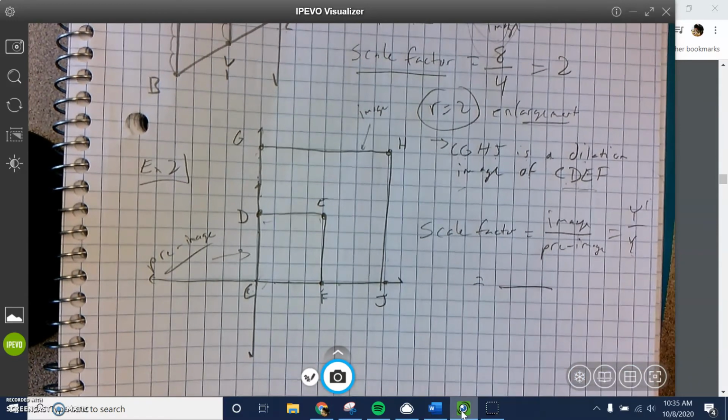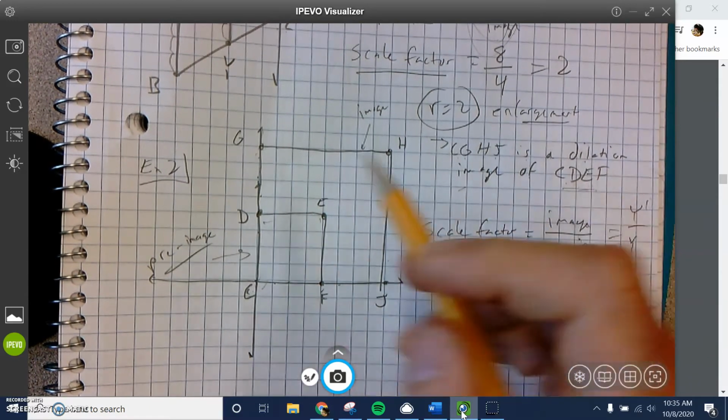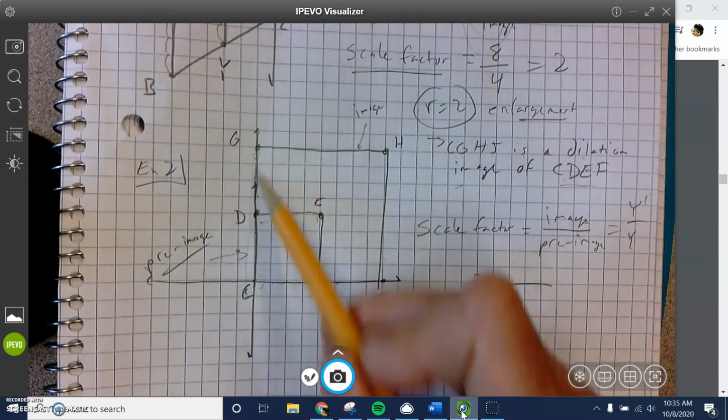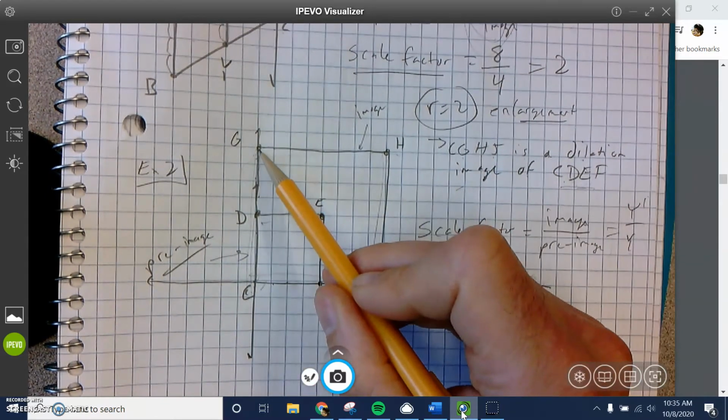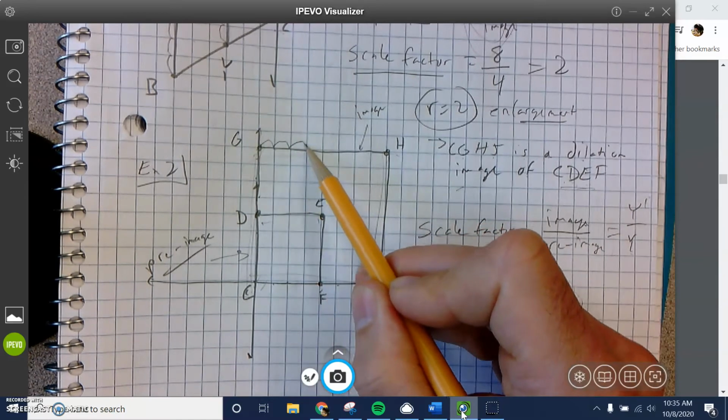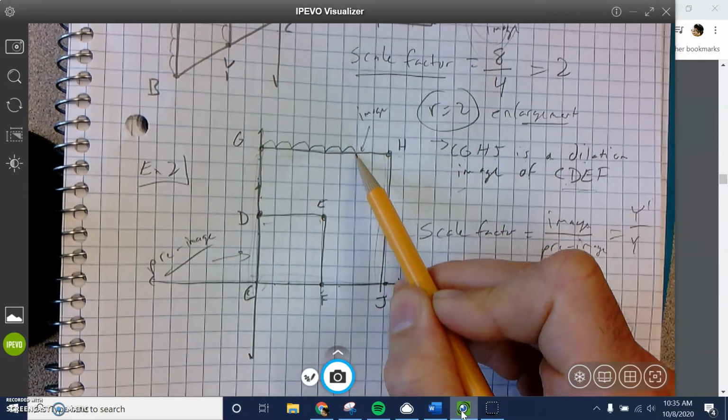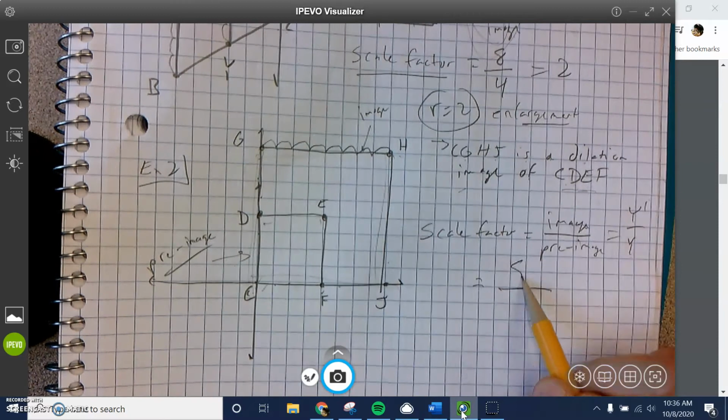Okay, so you count the length. One thing is the length of the image. I can choose any side: this side, this side, this side. It's all the same, so it's all similar. I don't know, let's do the top. 1, 2, 3, 4, 5, 6, 7, 8. Boom.